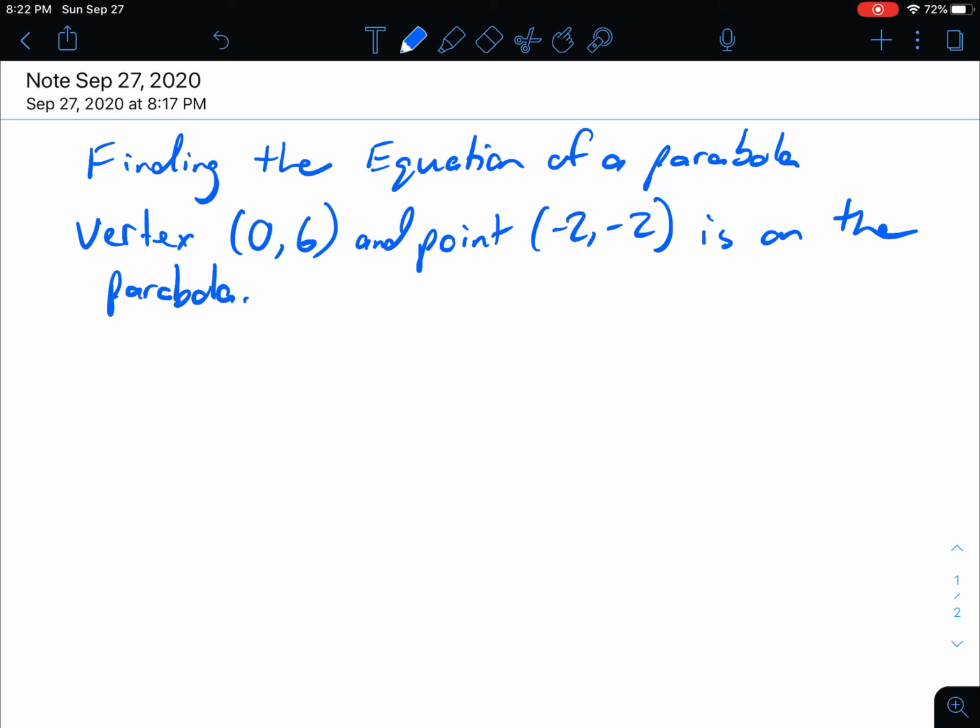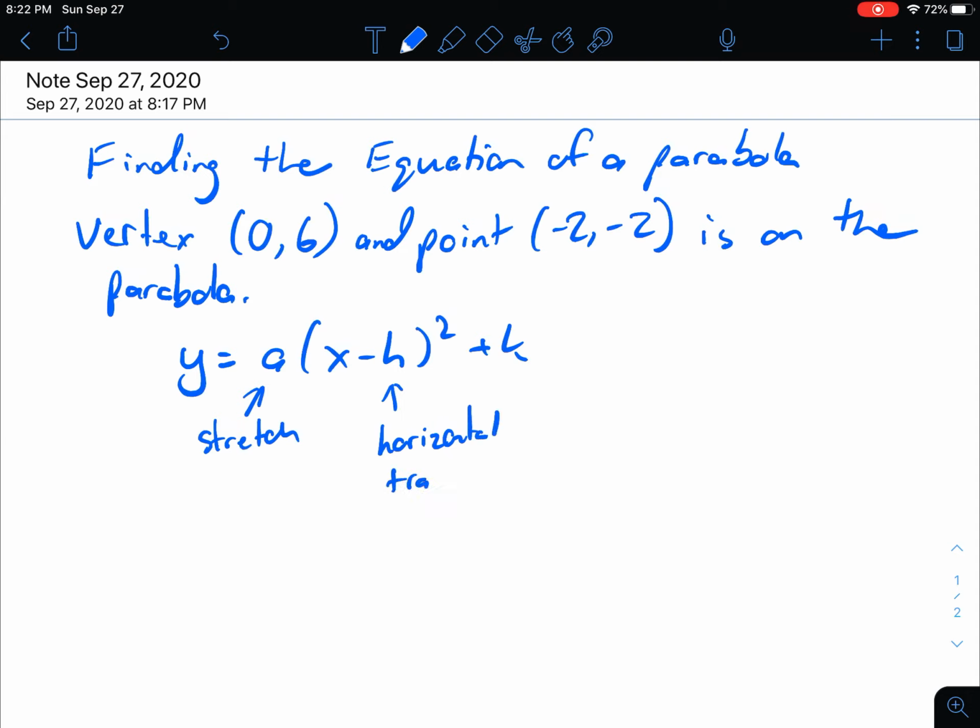Now, keep in mind, the way I'm going to show you is only going to work if your parabola looks like this: y equals a bracket x minus h squared plus k. If you're going to generate an equation in this format, then we can actually solve this question. Again, the a right here is your stretch factor. Your h is going to be your horizontal translation. And the k right here will be your vertical translation. This is your up and down.